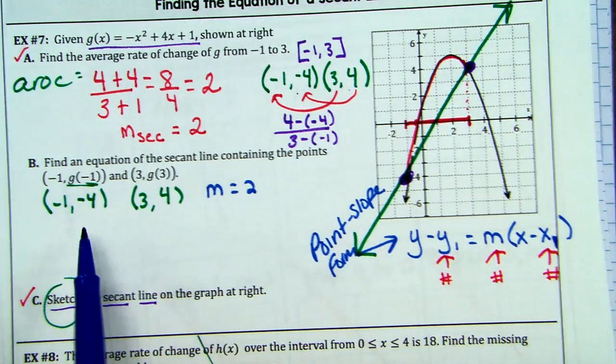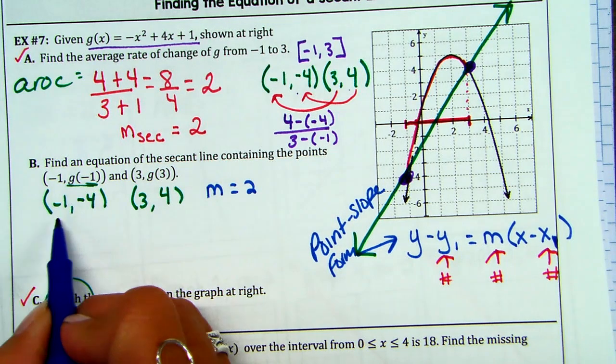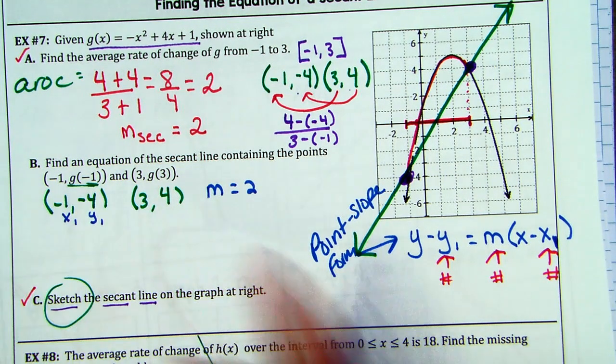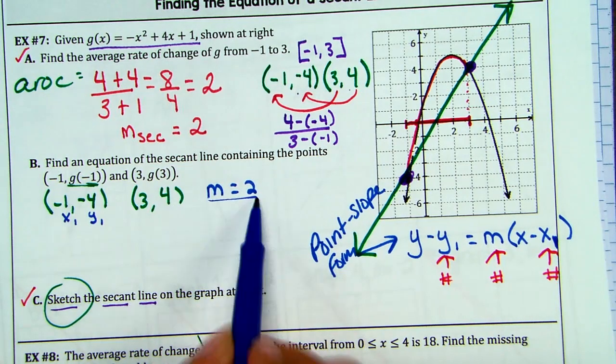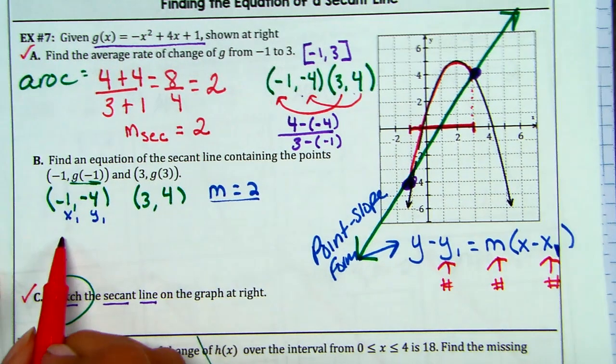But since Aaliyah asked that question with the negatives up here, I'm going to use this point. So this would be my X sub 1 and my Y sub 1. Okay, I picked this point. You can pick that one. And then there's a slope. And I'm going to plug right into point slope form.